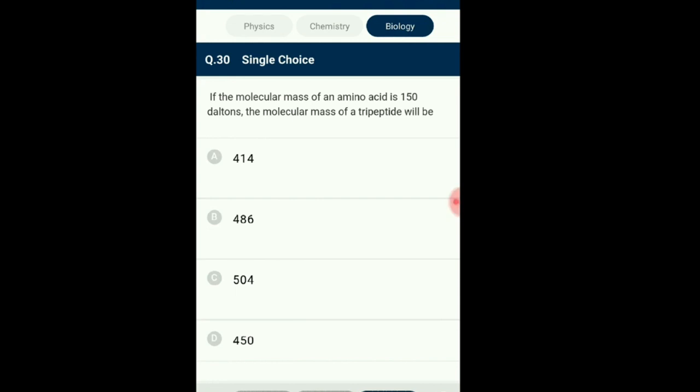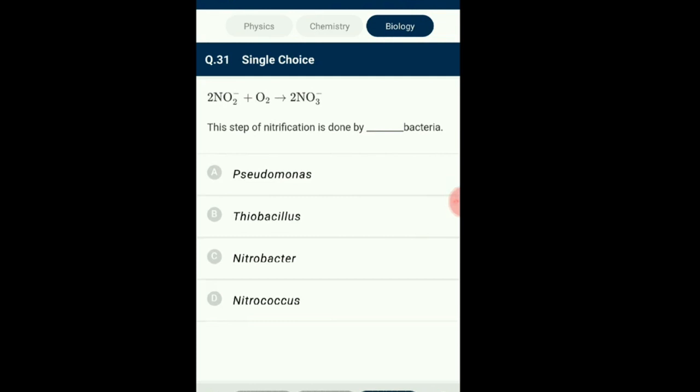Therefore, tripeptide mass will be 150 into 3 minus 36 equal to 414. So the answer is option E, 414. Question number 31. Step of nitrification is done by dash bacteria.